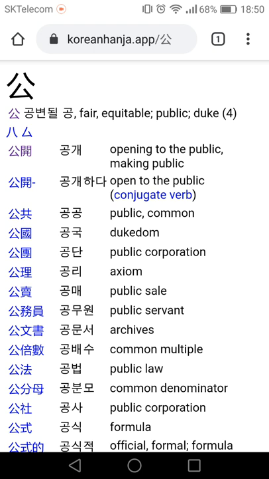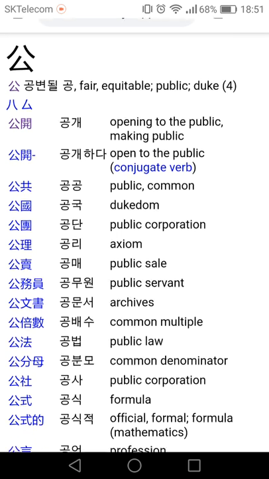And then we have Kong Ke. Ke means new. We did this already. Ke means new, and Kong is place. So new opening to the public, making public. So you are making something new to the public. That's why it's opening to the public.